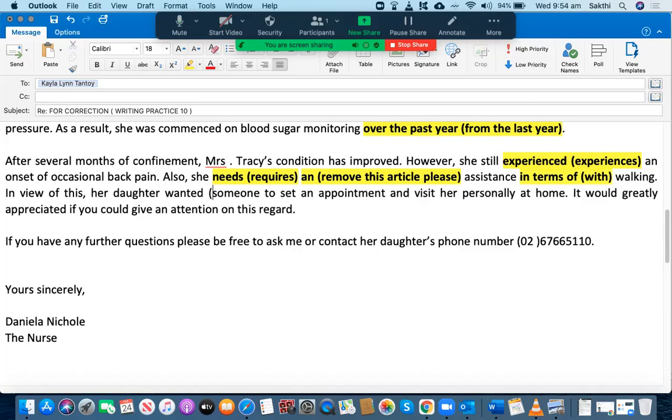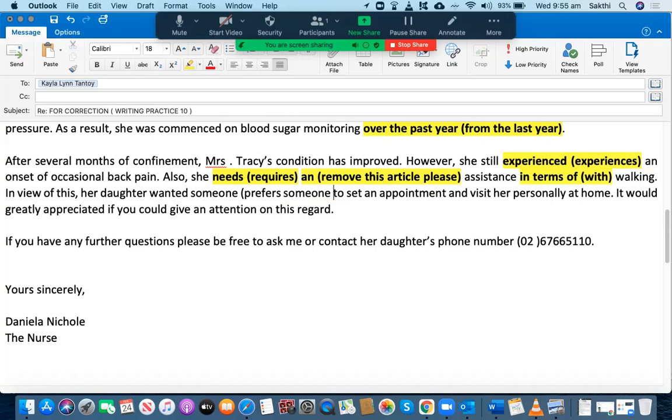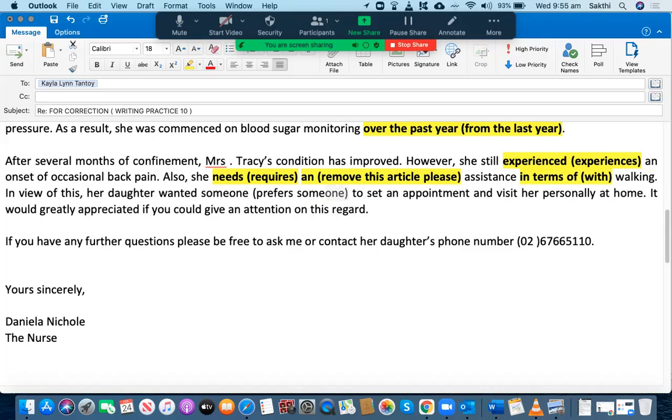Okay, so her daughter wanted to set an appointment. Okay, instead of writing this one, it's not wanted. What she can mean? Her daughter prefers or likes someone, prefers someone to, and it's not the past tense. So don't use wanted. That's wrong. Prefers someone to set an appointment and visit her.